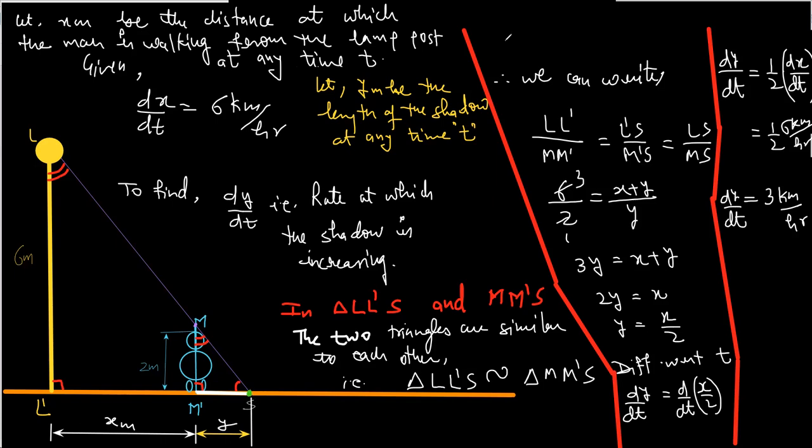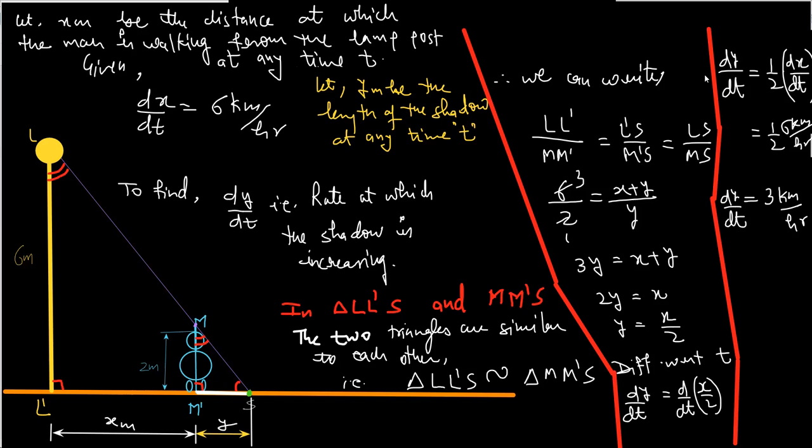Now, what is L dash S? L dash S is, my dear students, x plus y. See, from here to here. So we will have to find x plus y here. We'll have to find d by dt of x plus y. So what will that be equal to?